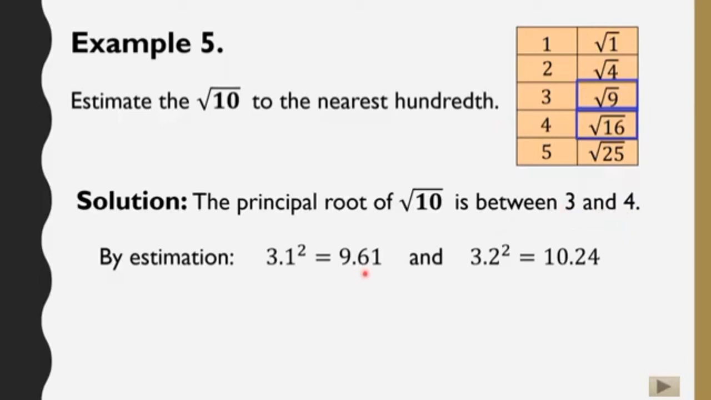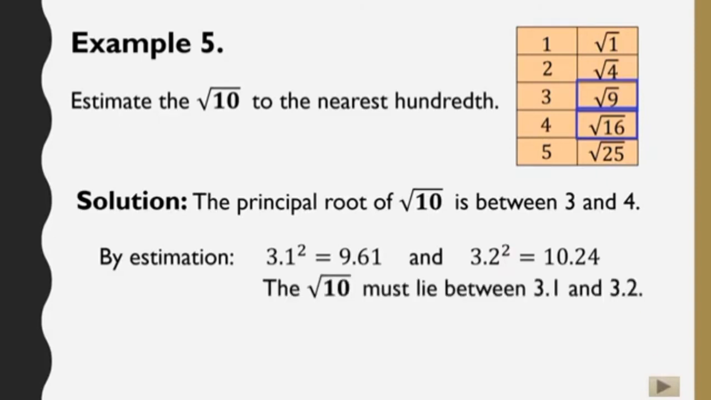Kapag sinabing hundredths, ganito yon. Meron yung dalawang decimal number sa right side ng decimal point, hundredths. Kasi kapag isa lang, that is called as tenths. Okay. So by estimation, 3.1 squared, kapag sinabing 3.1 squared, that is 3.1 times 3.1, the answer is 9.61, sorry. And 3.2 squared, or 3.2 times 3.2 is equal to 10.24. The square root of 10 must lie between 3.1 and 3.2.